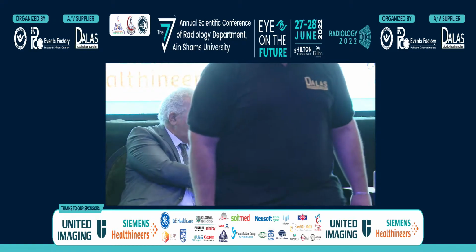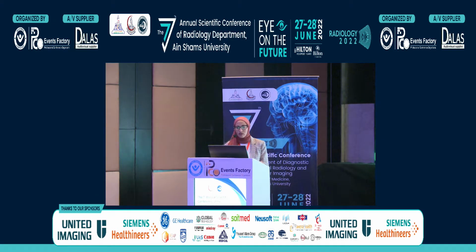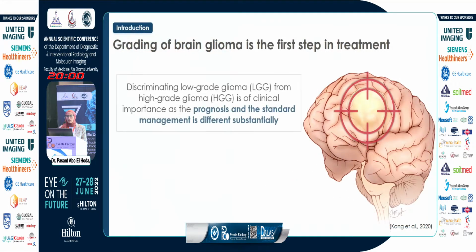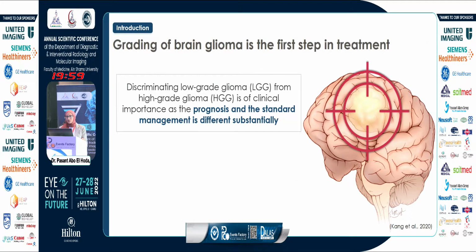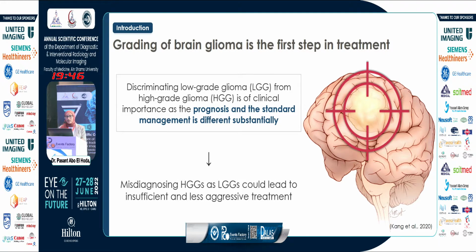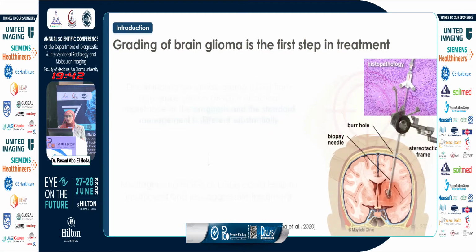Good afternoon, everyone. Today we're going to talk about APT imaging in brain gliomas. Gliomas are the most common primary tumor of the central nervous system. The ability to discriminate between high and low-grade gliomas is of clinical importance, as the prognosis and the standard management are substantially different. Misdiagnosing high-grade as low-grade tumors can lead to insufficient and less aggressive treatment.